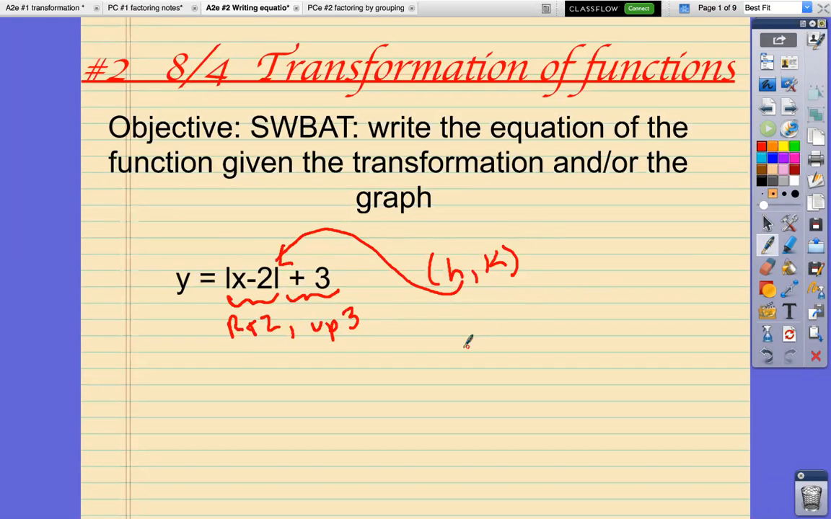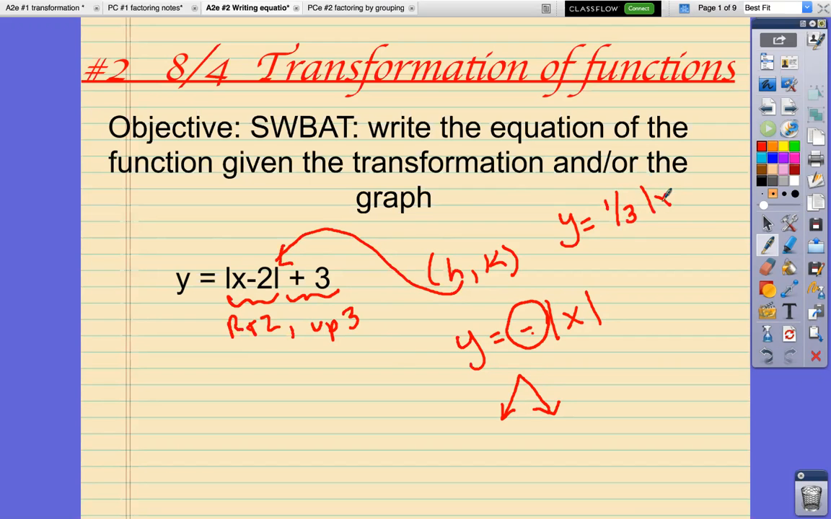Now, again, another volunteer, somebody else, what would have happened? What happens anytime I have a negative or an opposite sign in front of the absolute value? What does that do? And how do I say it? Reflects over the x-axis. That's exactly right. It reflects over the x-axis, or in other words, it flips it upside down. So I know that this is going to open down simply because I have a negative in front of the absolute value.